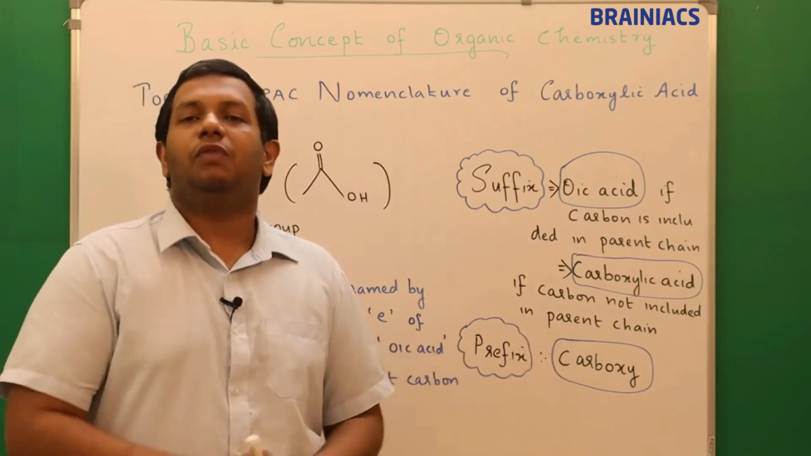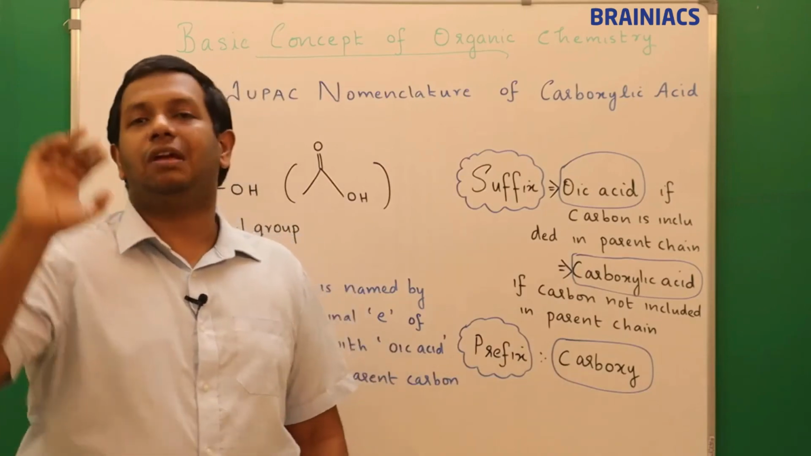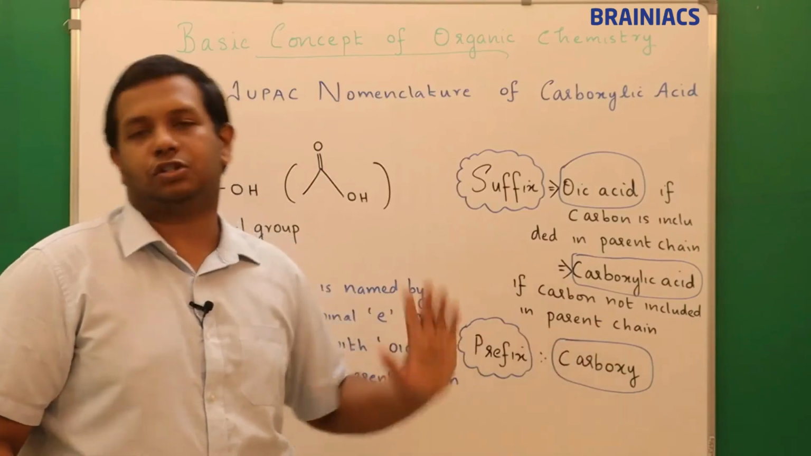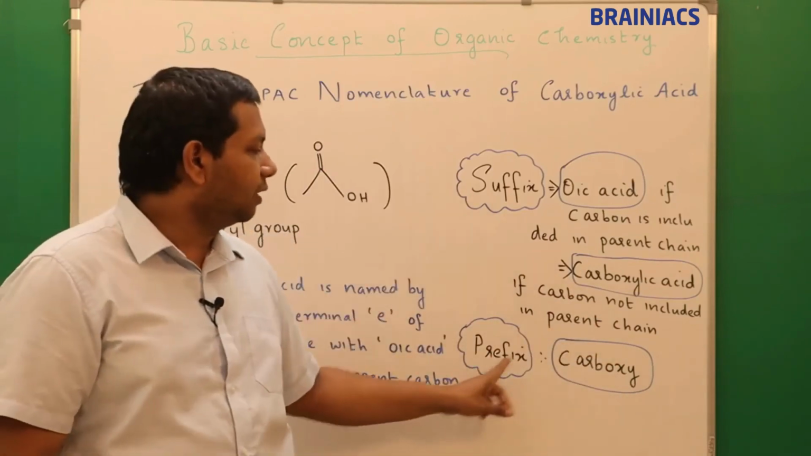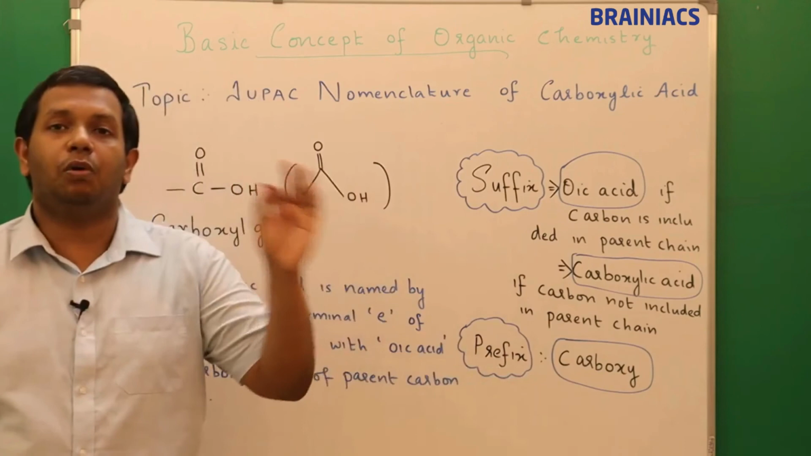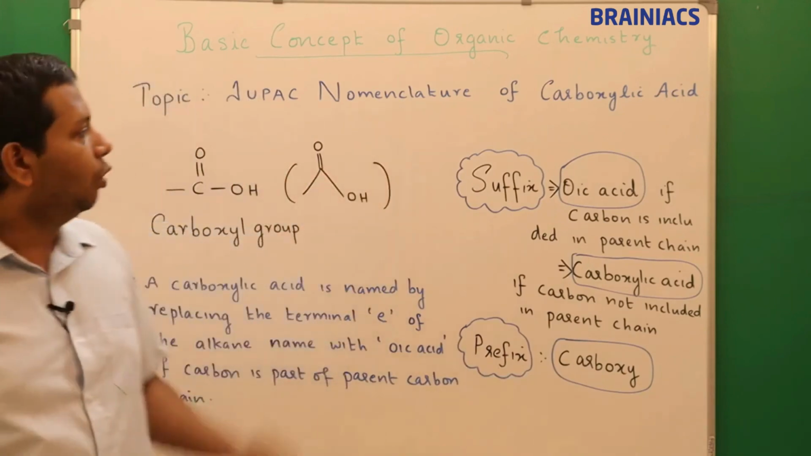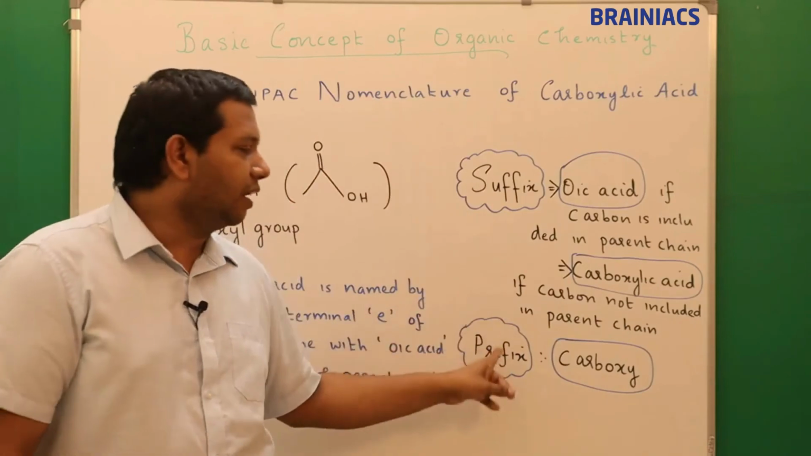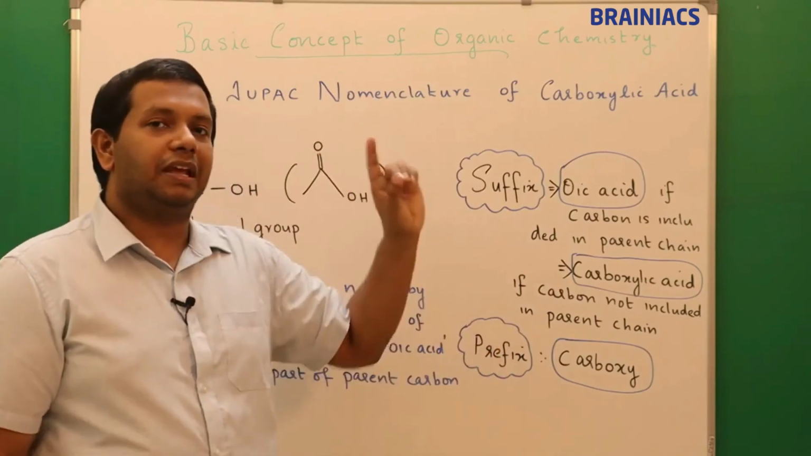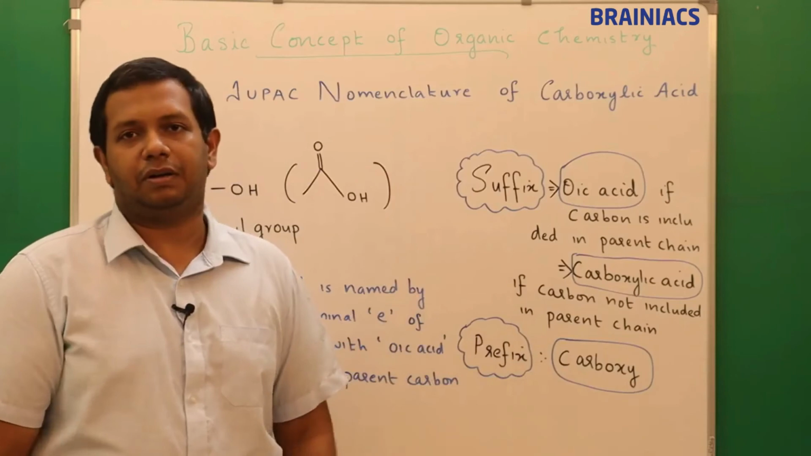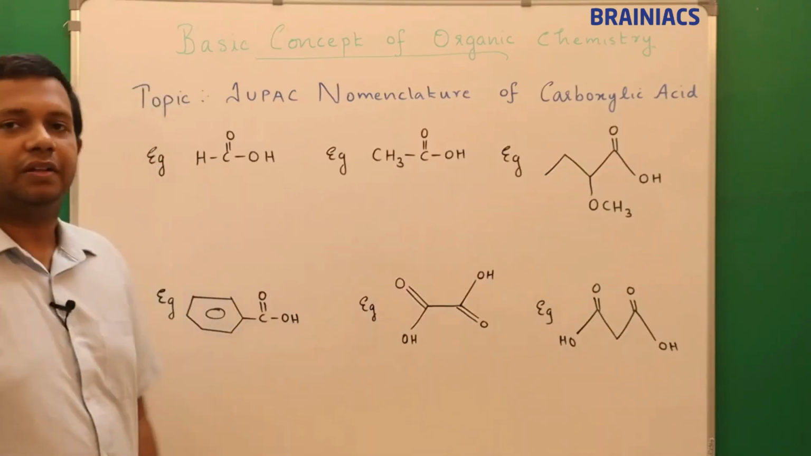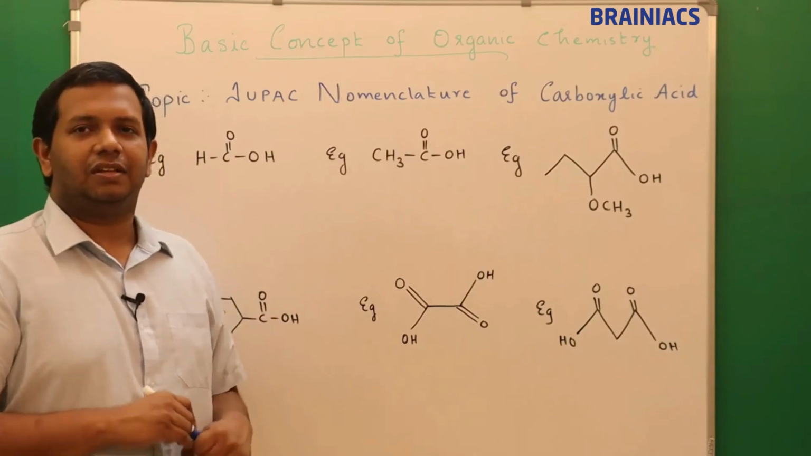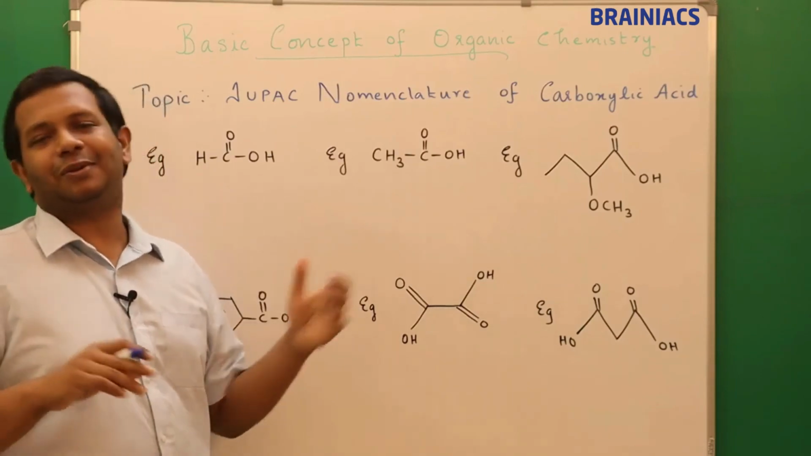What is a prefix? Whenever the functional group behaves like a substituent, we use the prefix of that corresponding functional group. So for carboxylic acid, the prefix is what? Carboxy. Okay, now we will go to different examples, and at that point I will also explain that miscellaneous rule with an example. So now we will see the examples that come under carboxylic acid. I will start with simple examples, then go to complex ones.